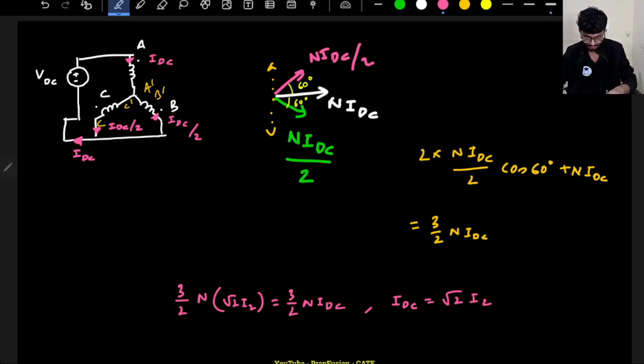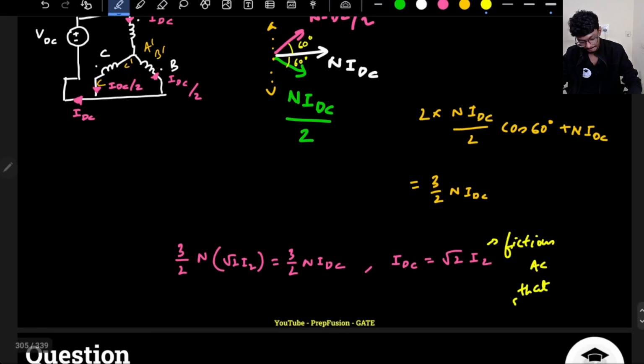Many, no one will teach you this, trust me, no one will teach you this. And remember, I2 is just the fictitious I2 current, the fictitious AC current that the stator needs to supply.